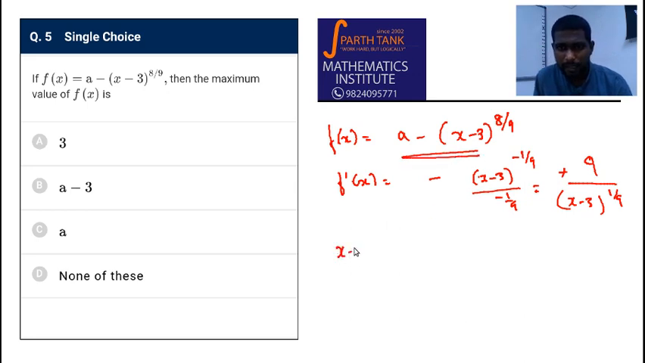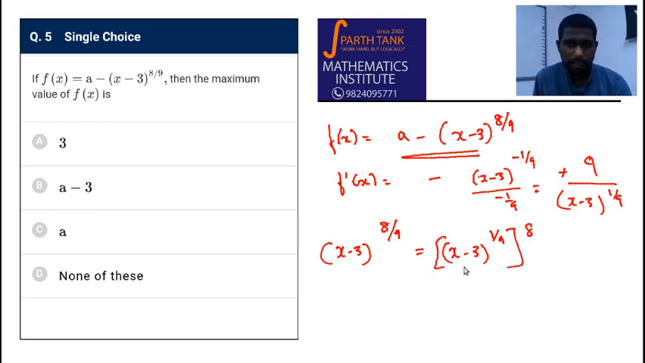This (x - 3)^(8/9) is of course ((x - 3)^(1/9)) the whole power 8, let us say. Now this you can say has 9 different roots, right? Because anything to the power 1/9 has 9 roots. And of those 9 values, only one will be real, all the others will be complex conjugates. So let us consider that one real value.